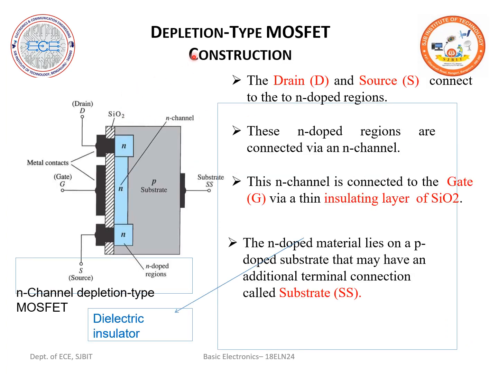So let us first look into the depletion type MOSFET construction. When we look into the depletion type MOSFET, for the N type, that is the N-channel MOSFET, we call this the N-channel MOSFET. For this N-channel MOSFET, we have the P-type as the substrate material, upon which the N-type regions are created by diffusion.